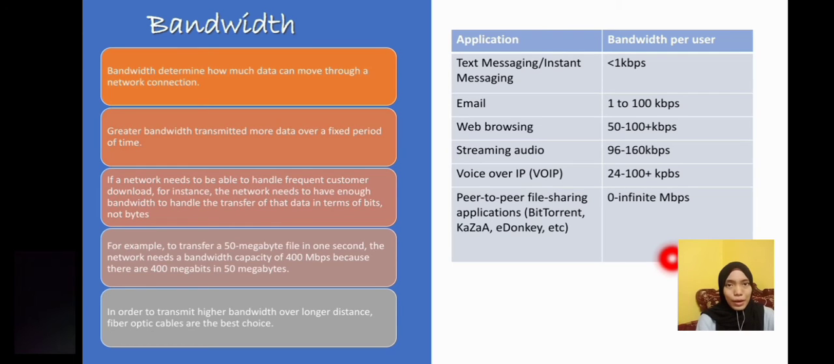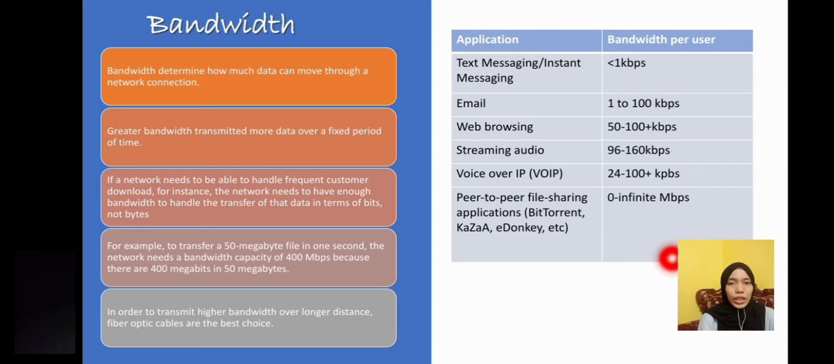We move to the bandwidth for the network design. Bandwidth determines how much data can move through a network connection. Greater bandwidth transmits more data over a fixed period of time. If a network needs to handle frequent customer downloads, for instance, it needs enough bandwidth to handle the transfer of data in terms of bits, not bytes. For example, to transfer a 50 megabyte file in 1 second, the network needs a bandwidth capacity of 400 Mbps, because there are 400 megabits in 50 megabytes.